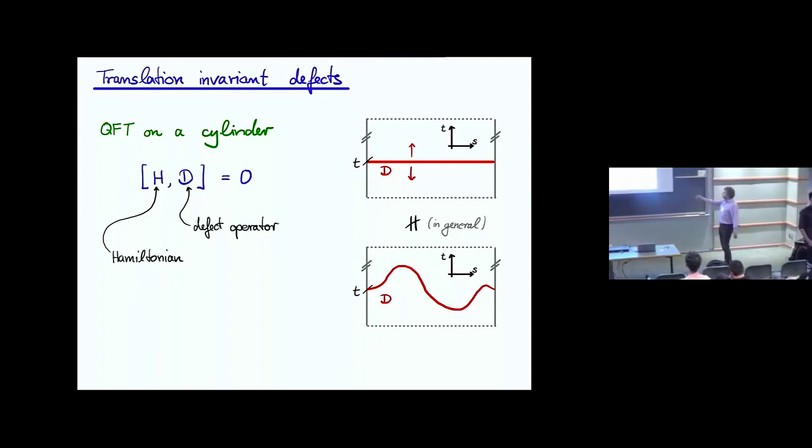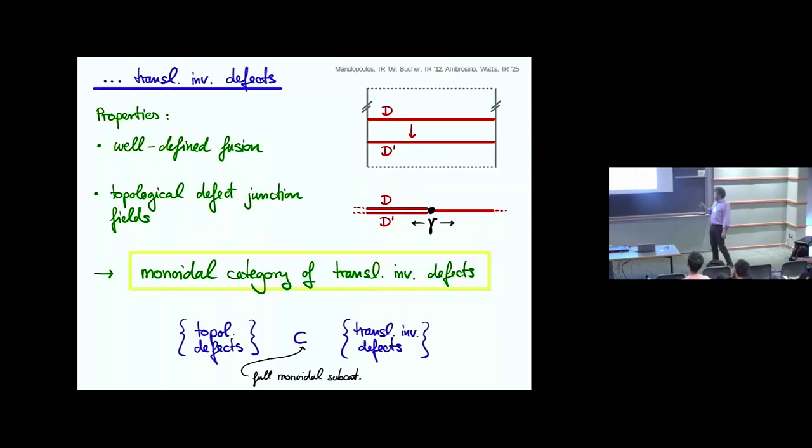Okay, so we can't deform them arbitrarily, but we can move them up and down. So that's what you get if you can commute with the Hamiltonian. It's a weaker condition than being topological. Right. Now, these share some good properties with topological defects, even though we have less freedom in deforming them. The mathematical structure which we find is not so different. And the reason for this is that we can still have a well-defined fusion operation.